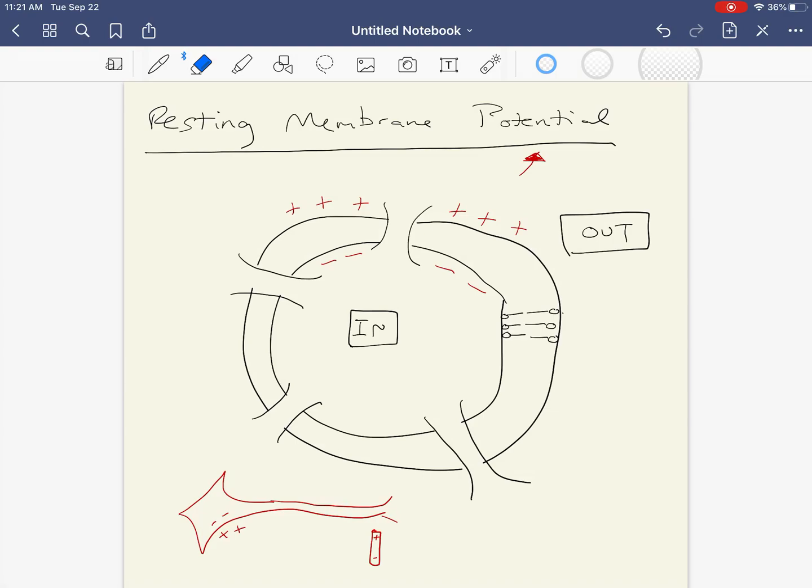All right. The next thing to talk about is how we generate that resting membrane potential. Ooh, excuse me, didn't mean to do that. Let's go back here.